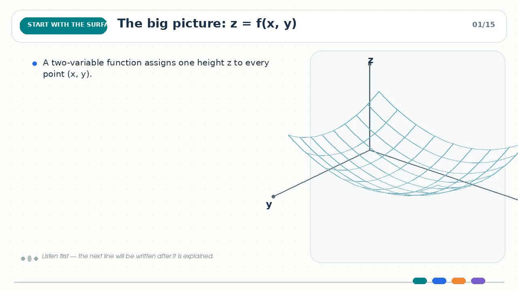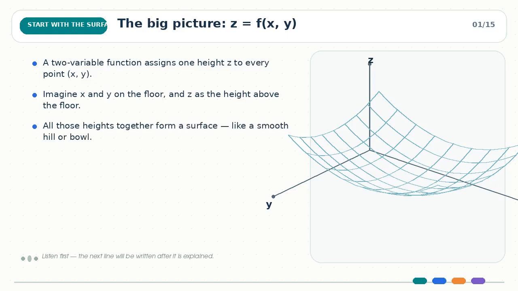Let us begin with the simplest picture. A function of two variables assigns one height z to every point x, y. Imagine the x and y coordinates drawn on the floor. The value z is the height above that floor. When all these heights are joined together, they form a surface like a smooth hill or a bowl.